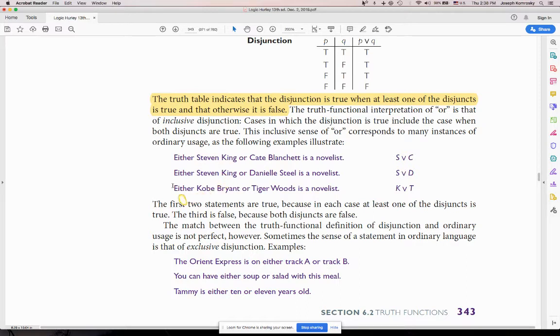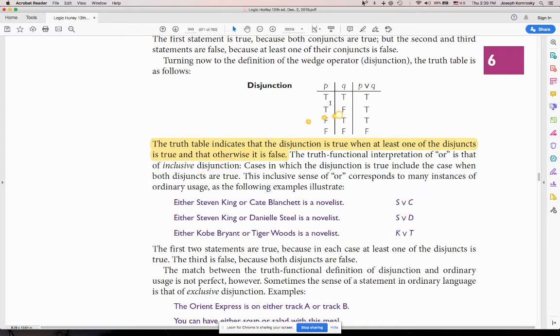What about this one? Either Kobe Bryant or Tiger Woods was a novelist. Was Kobe Bryant a novelist? He was world famous in basketball, and last time I checked, he wasn't a novelist. What about Tiger Woods? World famous golfer, not a novelist. Both sides are false, K for Kobe, T for Tiger Woods. So the whole thing is false. Okay? So that's the rule on disjunction.